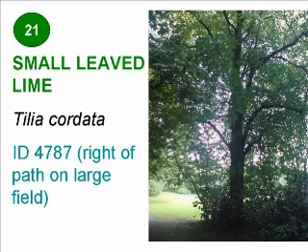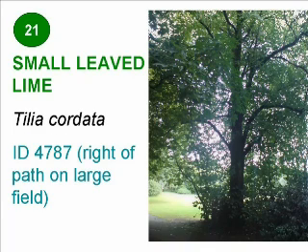Tree 21 is the small-leaved lime, ID 4787. This is on the right of the path on the large field. The lopsided, heart-shaped, finely toothed, almost circular leaves can attract leaf aphids, which drip sap onto everything below. The flowers, profuse in high summer, spread at all angles till the crown of the tree turns creamy yellow.